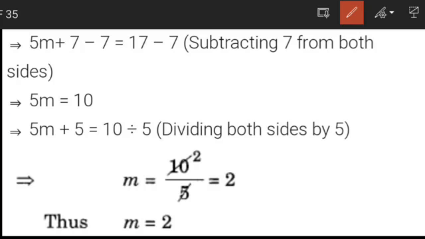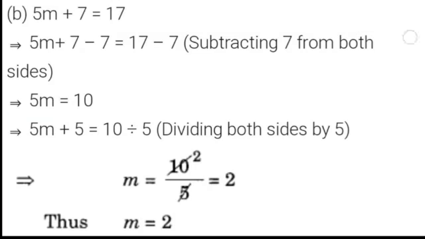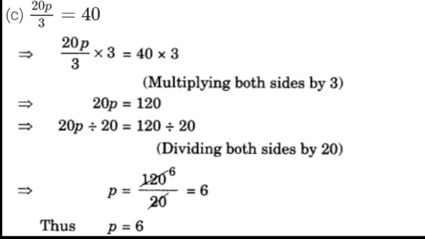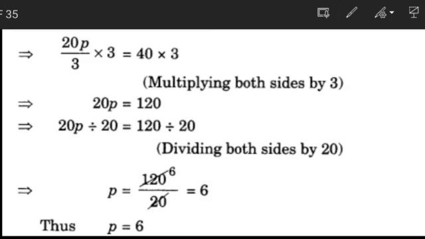Now students, what is next? Next is C. In a similar manner, students, as you can see here, division and multiplication both are there. Addition and subtraction, none is there. So directly go for multiplying 3 on both the sides. Multiplying 3 on both the sides will cancel this 3. This 3 will get cancelled by this 3, and multiplying 40 with 3 will give you 120. So the remaining 20p is here. Now 20 is in the form of multiplication.